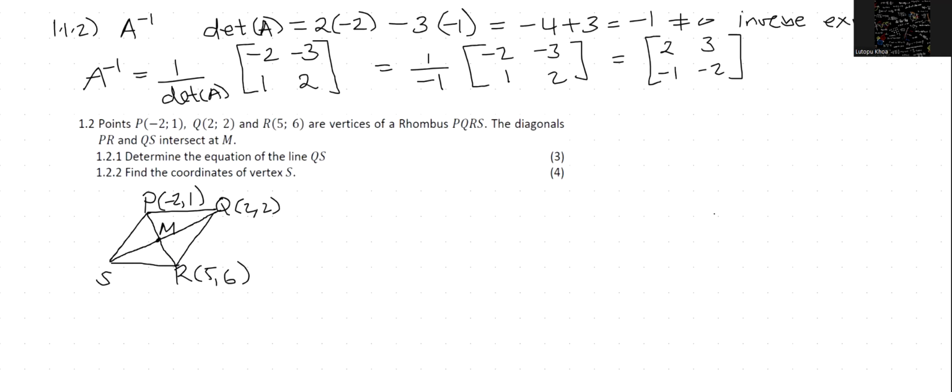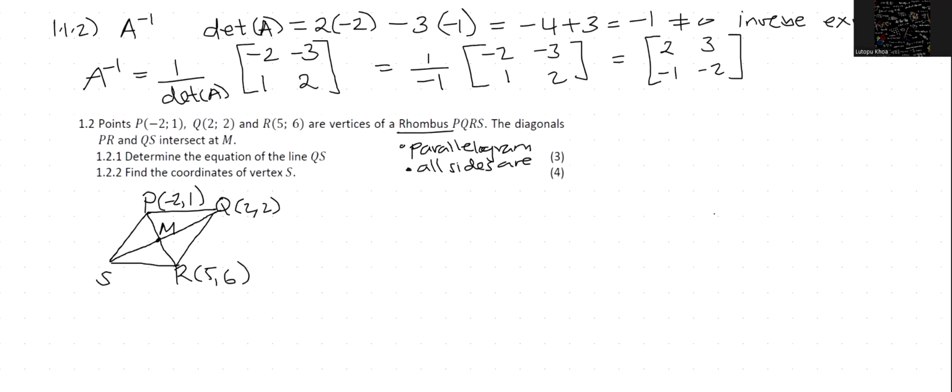All right. Now, one thing we should know about a rhombus is that a rhombus is a parallelogram. It's a special type of parallelogram. And the thing is, all sides are equal.